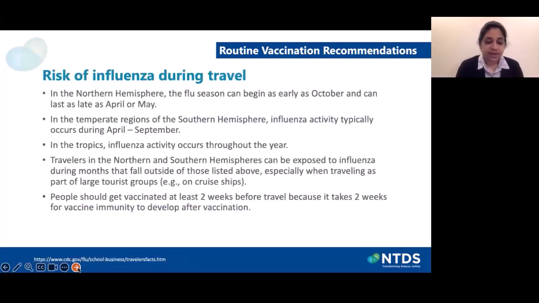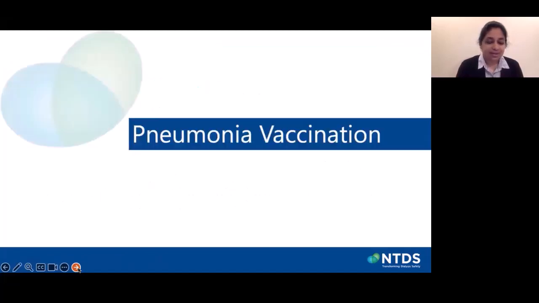Flu seasons vary by the regions of the world. For instance, in the Northern Hemisphere, the flu season can begin as early as October and can last as late as April or May, whereas in the temperate climates of the Southern Hemisphere, influenza activity typically occurs during April through September. Travelers should consider these regional differences and get the flu vaccine at least 2 weeks before travel. Next, let's review the pneumonia vaccination.